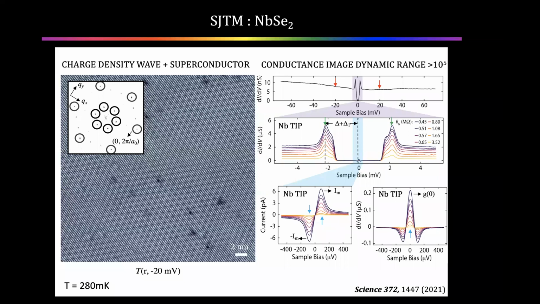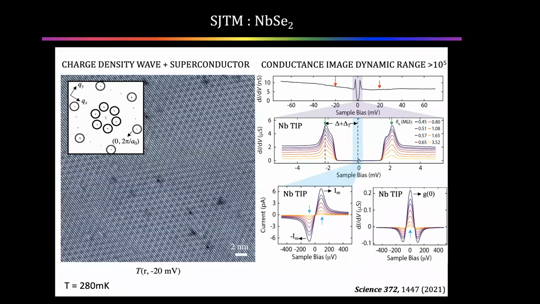But now these are still single quasiparticles. They're not pairs. If you want to image the pairs, you have to zoom down here another one or two orders of magnitude down into the tens of microvolt range. So you need a dynamic range for the STM in the range of 10 to the 5. So this machine is a great idea, but it was tricky to make it work, because you need simultaneously to measure things at voltages which are different by a factor of about 10 to the 5.